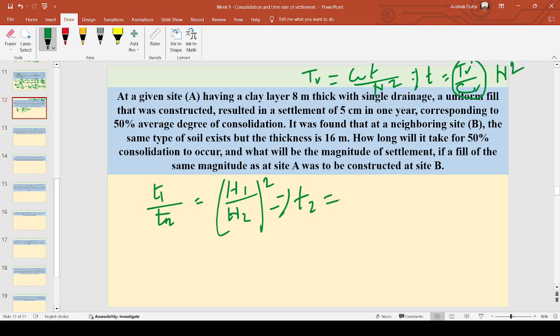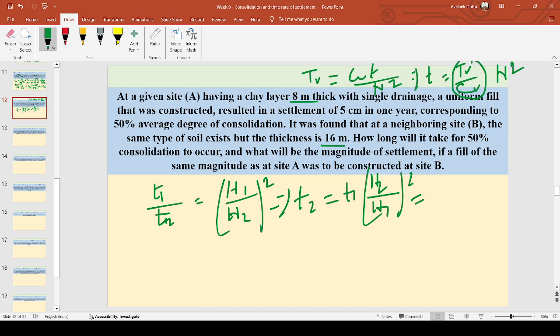What is the value of T2? T2 will be equal to T1 into H2 by H1 whole square. What is the value of H2? H2 is 16, H1 is 8, given in the question. And what is the value of T1? T1 is 1 year.